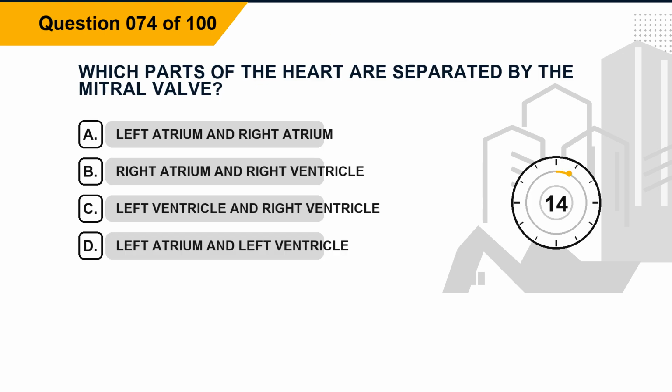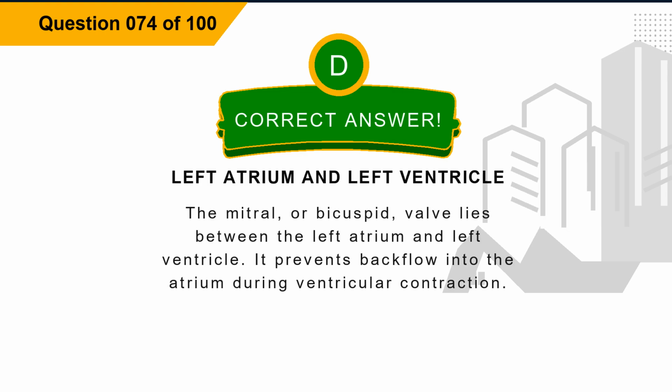Question 74. Which parts of the heart are separated by the mitral valve? Option A, left atrium and right atrium. Option B, right atrium and right ventricle. Option C, left ventricle and right ventricle. Option D, left atrium and left ventricle. The correct answer is option D, left atrium and left ventricle.